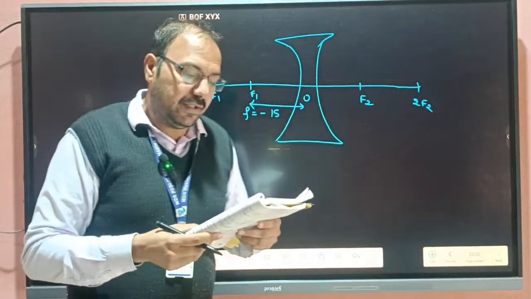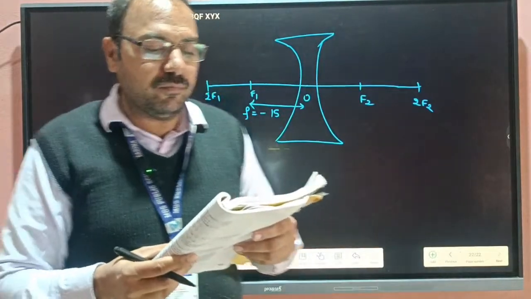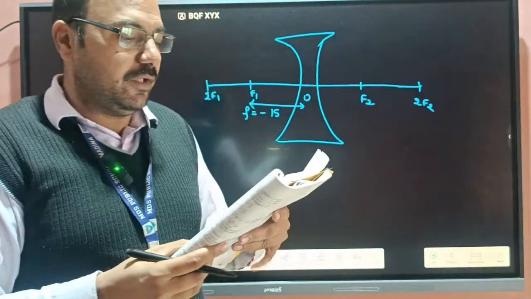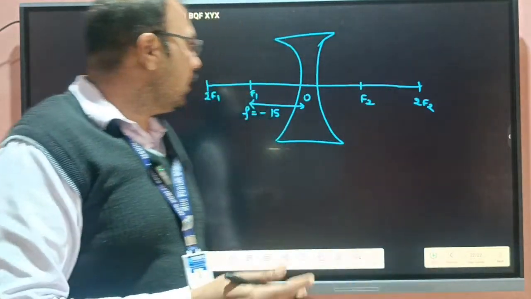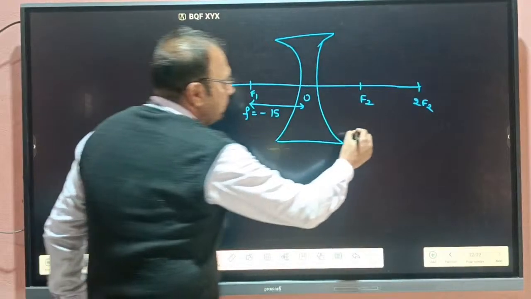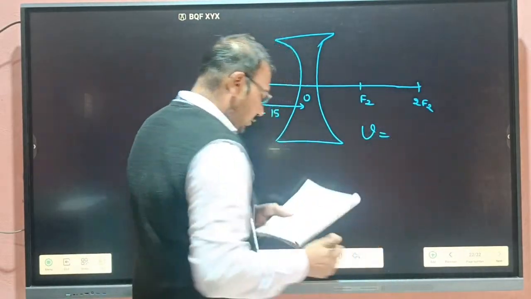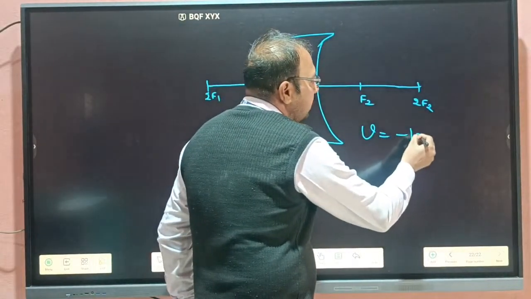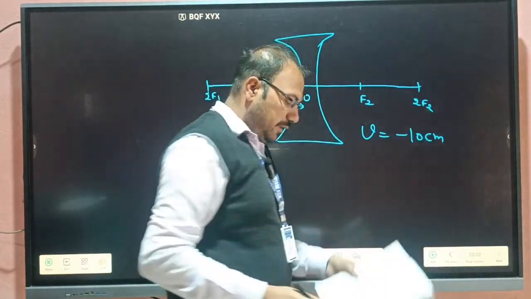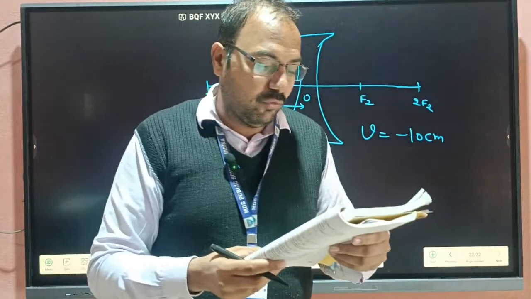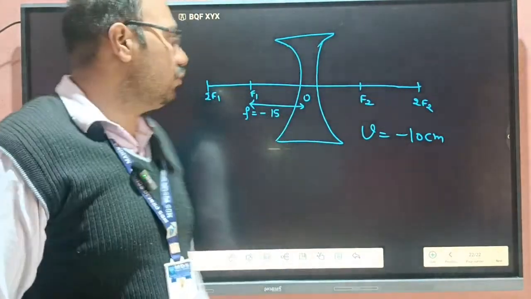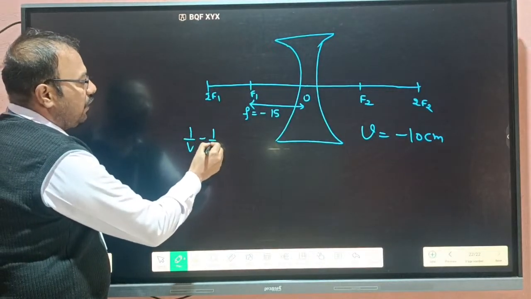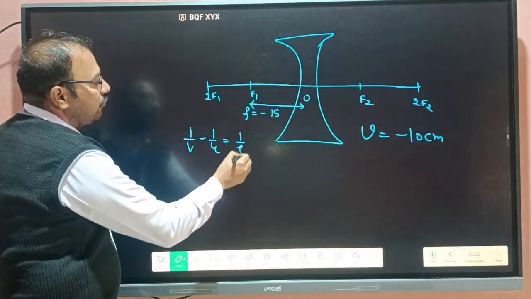And what more is given? At what distance should the object be placed from the lens so that it forms an image at 10 centimeter from the lens? So V is given here as 10 centimeter, so this is minus 10 centimeter, and we have to find the object distance. The formula is 1 by V minus 1 by U is equal to 1 by F.